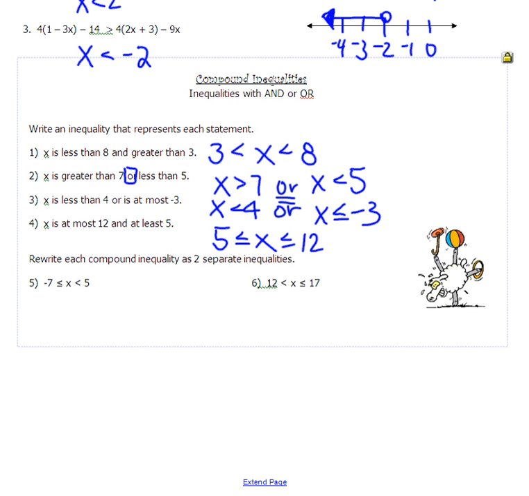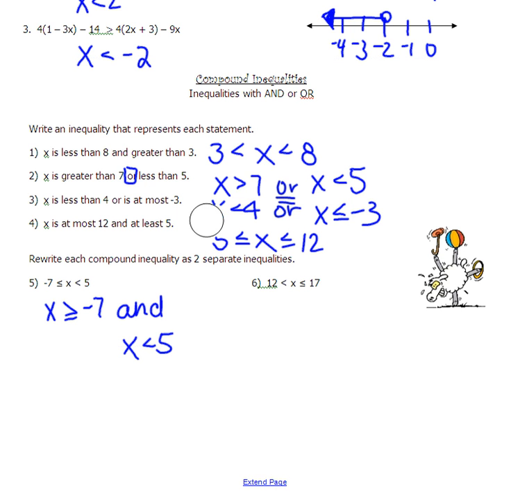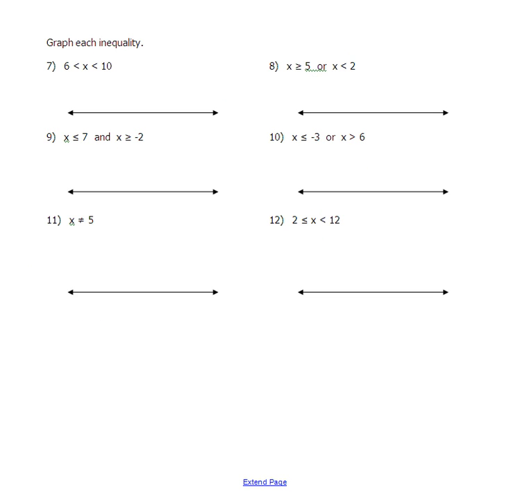The next section, they just want you to write it using the word and. So this is saying x is greater than or equal to -7 and x is less than 5. So try number 6 on your own. Pause here. If you're back, you should have x is greater than 12 and x is less than or equal to 17. All right, moving on to the back.